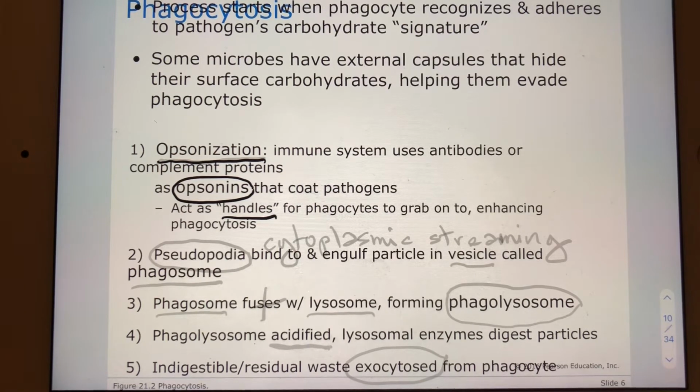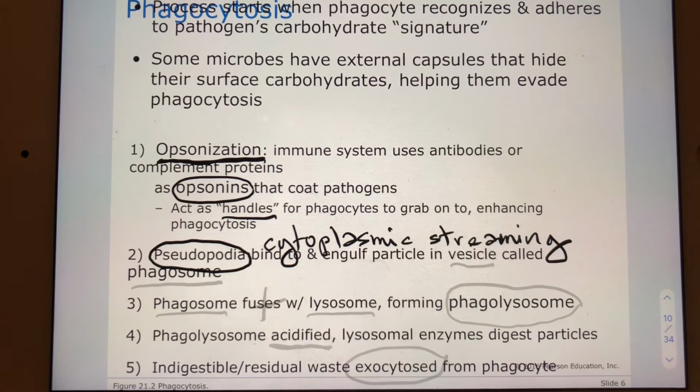And our phagocytes, for the most part, move about via cytoplasmic streaming, which we talked about in class already. They move about like amoebas, in other words. Okay, and when a cytoplasmically streaming cell reaches out, extends part of its cytoplasm and plasma membrane outward to grab something, that extension is called a pseudopod or a pseudopodium. More than one would be pseudopodia. So the first step is apply those handles.